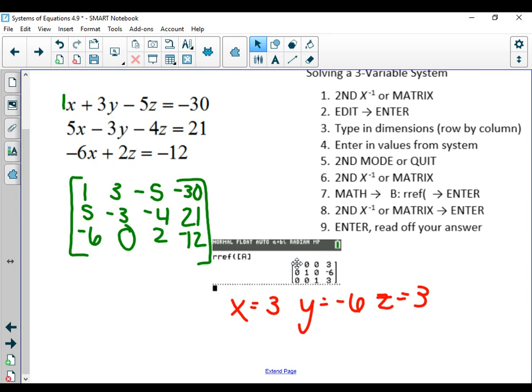So basically it's saying if my x's were in this first column, this is saying 1x equals 3, 1y equals negative 6, and 1z equals 3. And that's what we want to give us our answer. If you did not get those numbers, go back in the matrix and double check that you plugged in all the correct numbers, okay? And it can play some serious mind games with you.